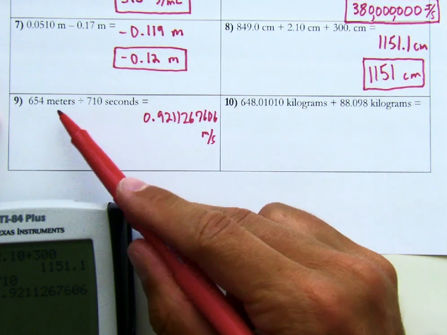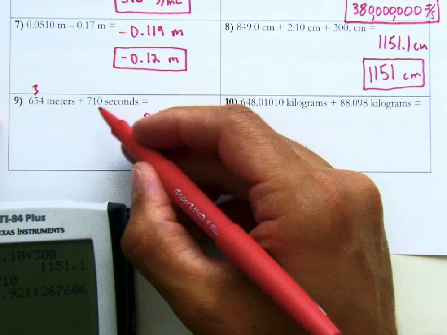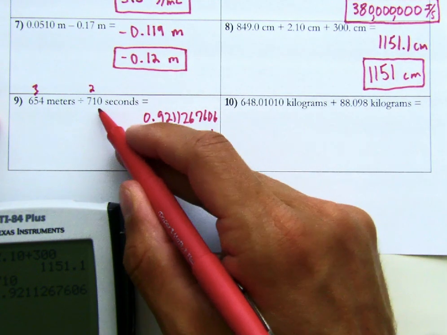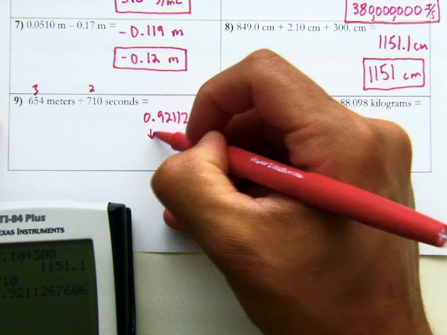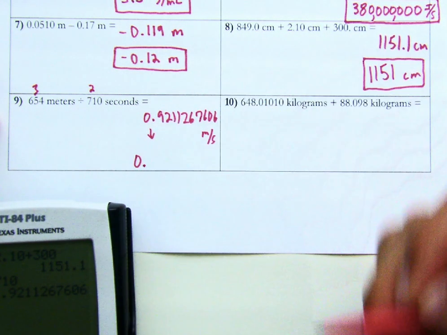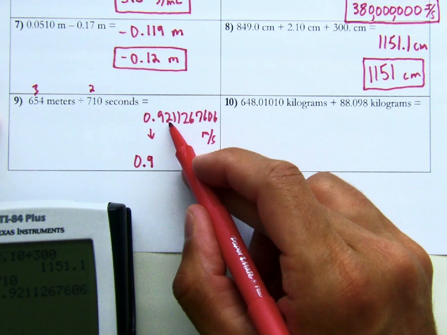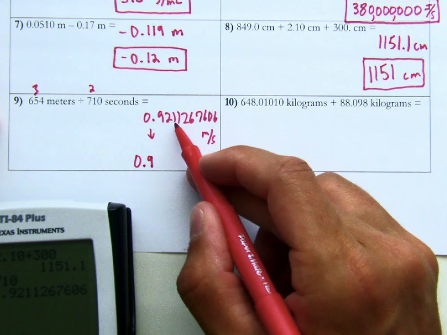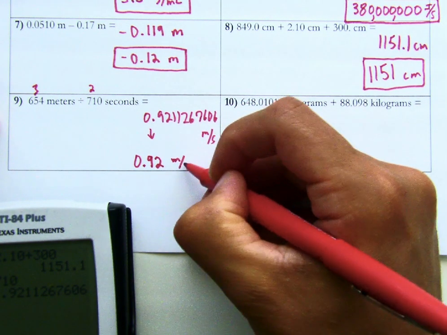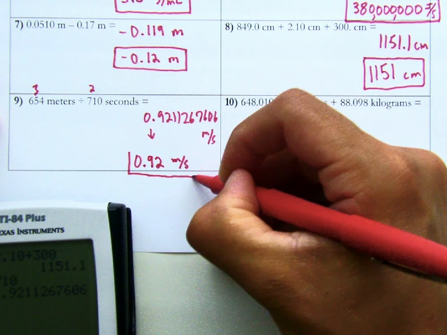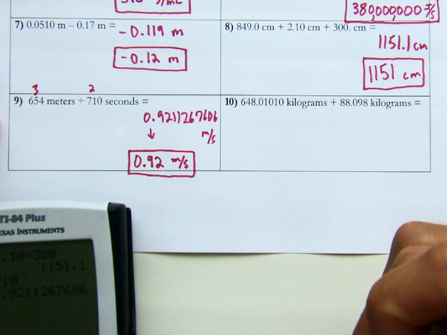Well, our answer can only have as many sig figs as the measurement with the least amount of sig figs. This has three significant figures. This only has two significant figures because that's a trailing zero with no decimal point. So our answer can only have two significant figures. This is a leading zero, so it's not significant. That's our first significant figure, and then you have to think, is this closer to 0.92 or closer to 0.93? Well, this is less than 5, so it's closer to 0.92. And this is meters per second. That's our rounding.